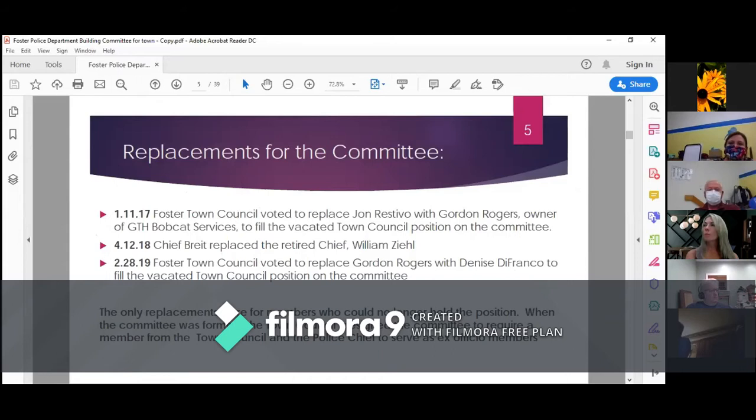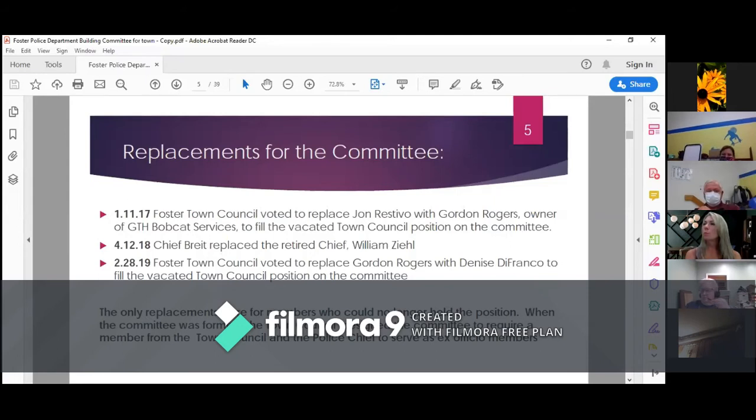When the town council designed the mission statement, they also wanted to make sure there was a town council member on the board and the chief of police on the board. So when John Restivo did not get reelected, someone else had to take over from the town council. And just like in April of 2018, Chief Bray took over for retiring Chief Bill Zeal for the same exact reason. And then later on, after the election of 2018, the Foster Town Council replaced Gordon Rogers with Denise DeFranco, Madam President, who is currently on the committee with us now, to fill that vacated position.